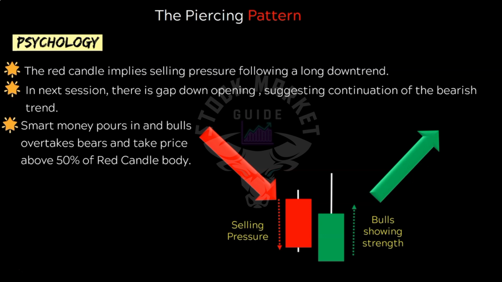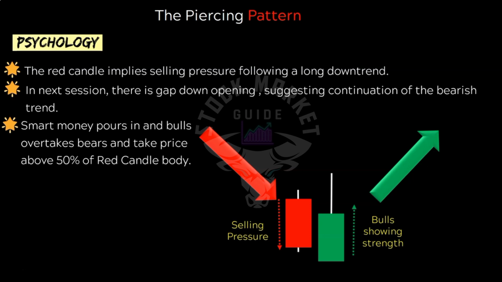So friends, by now you can analyze that this reversal pattern is less powerful than bullish engulfing, since in bullish engulfing, bulls come out strong and close the candle above the red candle body. But in piercing, the bulls came out strong but not as powerful as that of bullish engulfing.